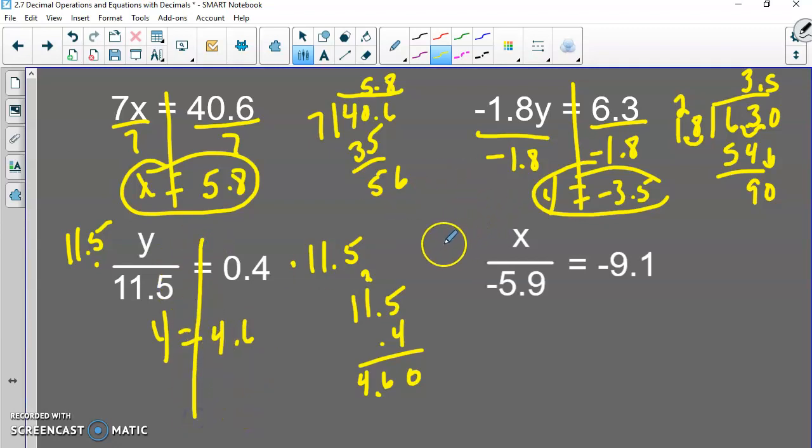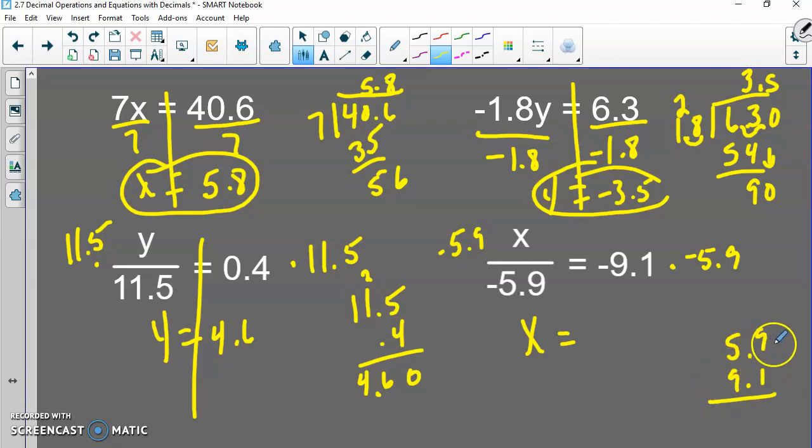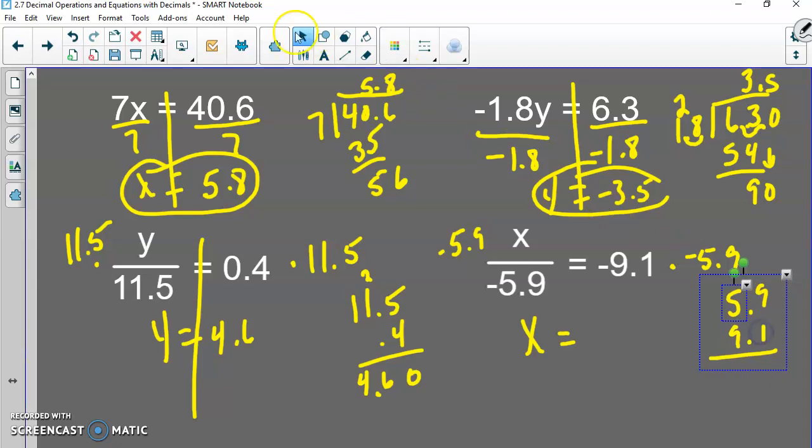One more of these. We're going to multiply by what's below here, negative 5.9 times negative 5.9. We get x equals. Now, 2 negatives together obviously make a positive, but let's come over here and multiply these. 5.9 and 9.1 multiplication. I'm going to run out of room too. Let's see if we can move this up just a bit. There. Okay, the wonders of technology.